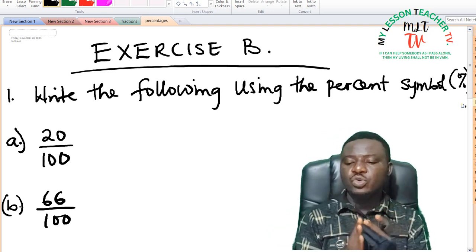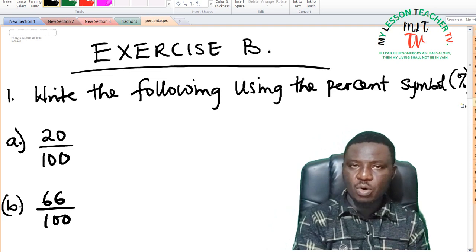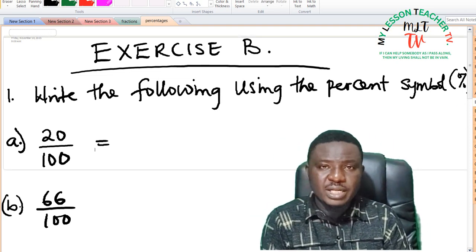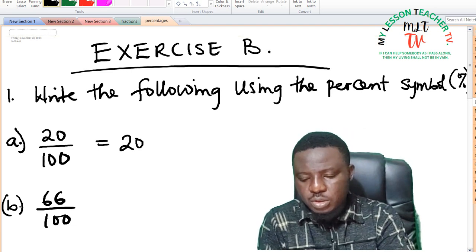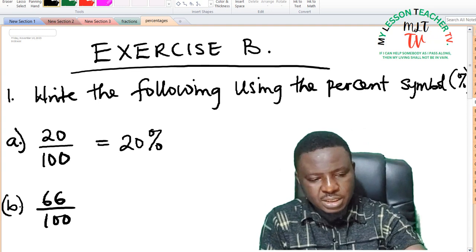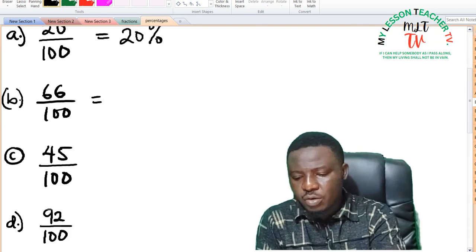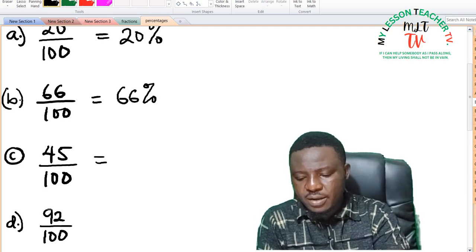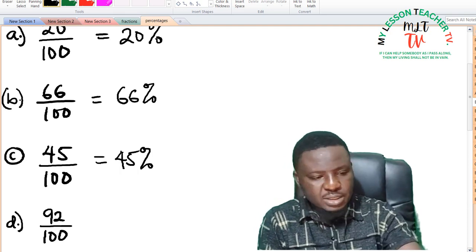Exercise B says we should write the following using the percentage symbol, which we have done. 20 over 100 is said to be what? 20%. That's good. So this is 20%. B, 66 over 100 is said to be 66%. And C, 45 over 100 gives us 45%.